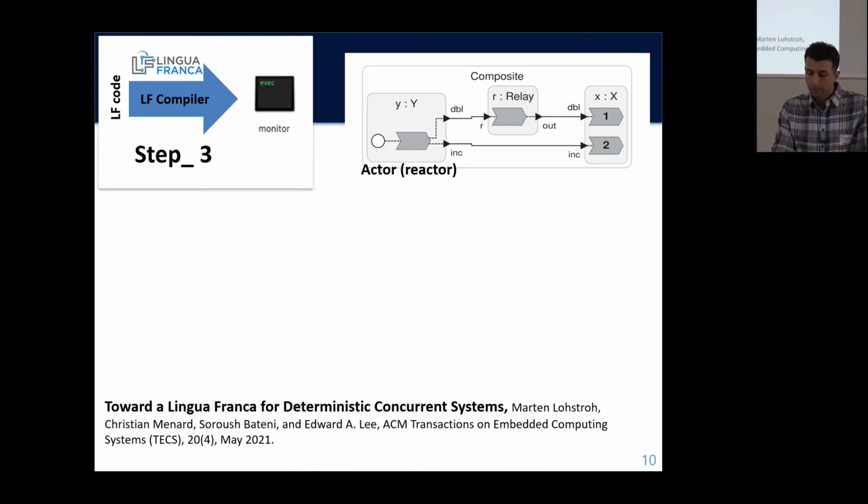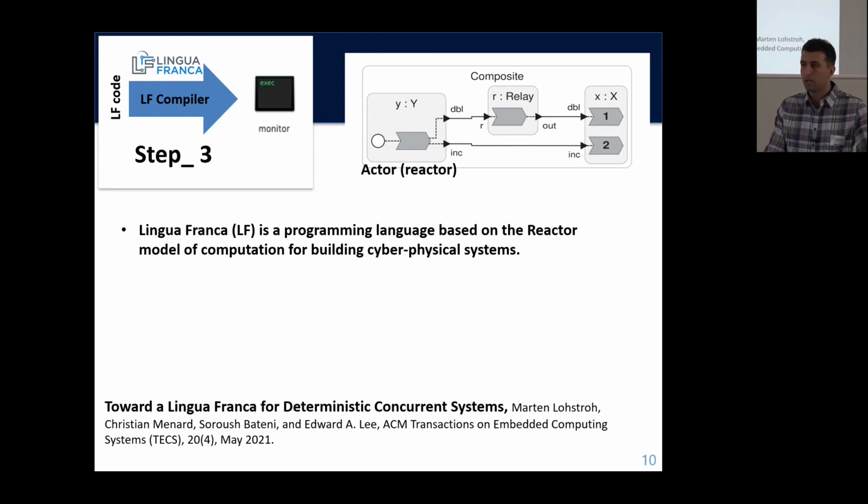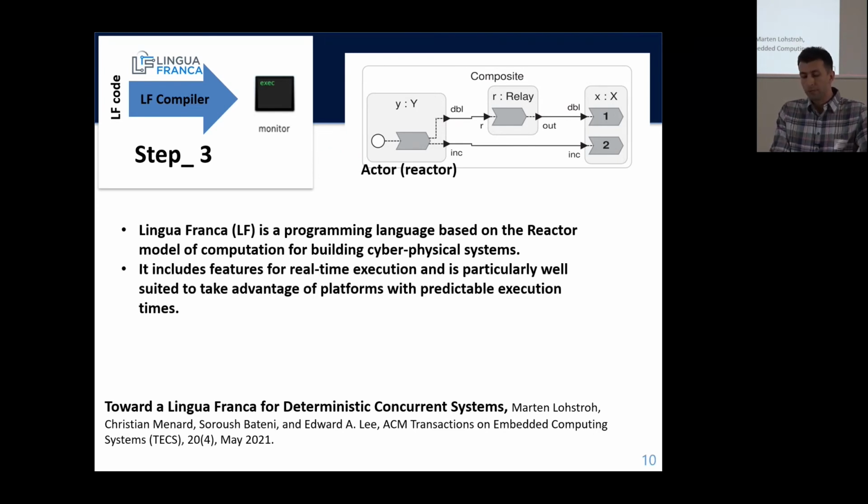Step 3 is LF. LF is a programming language based on reactors. It is developed for programming cyber-physical systems. It has timing features that enable us to connect the logical time used in the model to the physical time that exists in the application. Physical time means the clock of the system. So this language helps us to use the estimations of the time we are specifying in the model, connected and synchronized with the clock of the system at runtime.